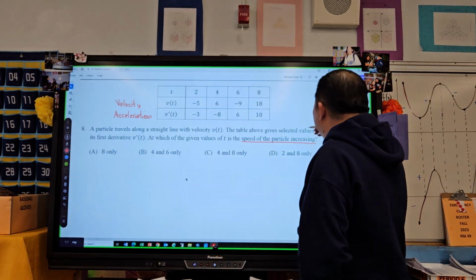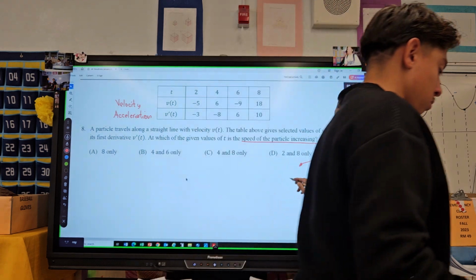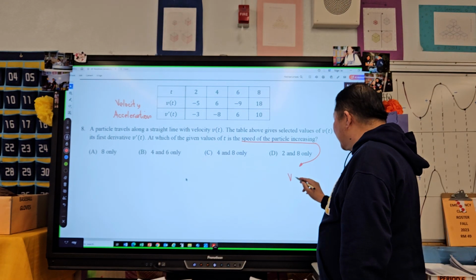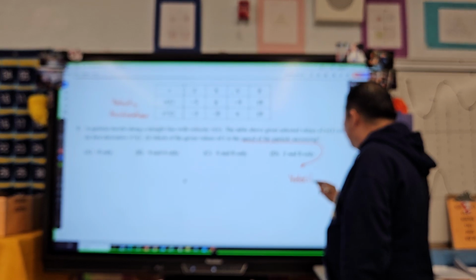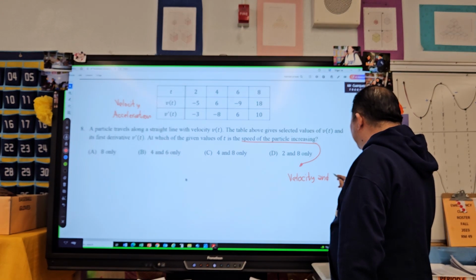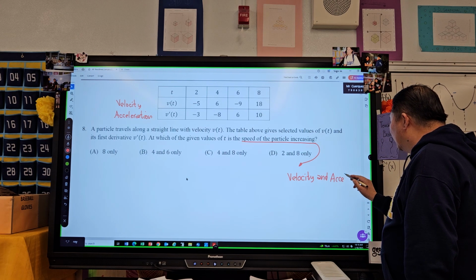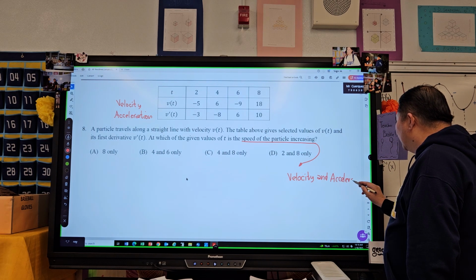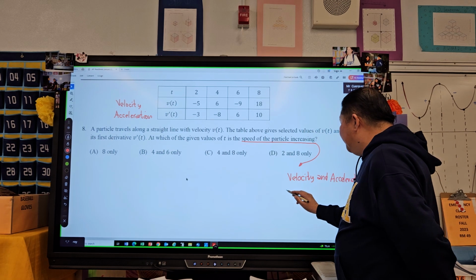So increasing means velocity and acceleration have the same sign.